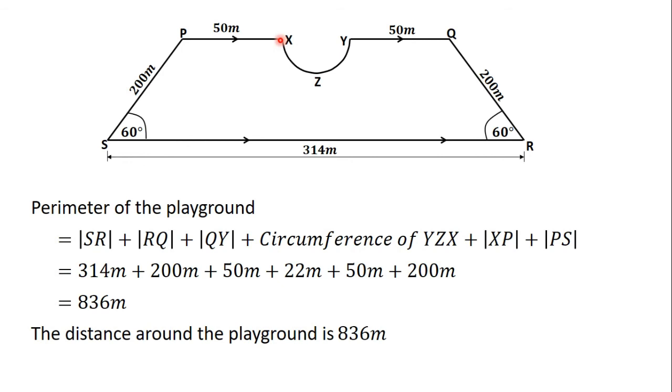So all we needed to do was to find the circumference of the semicircle here, and we add it to the other distances that we had. We have the perimeter of the playground, or the distance around the playground, and that is 836 meters.